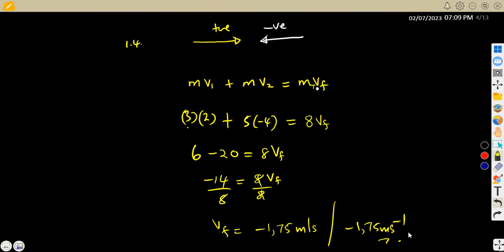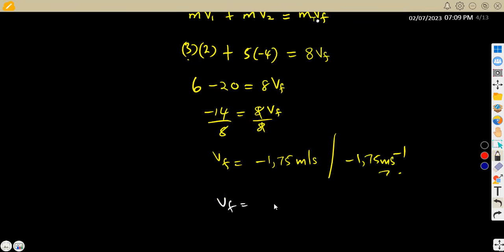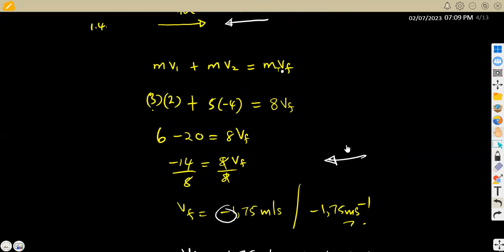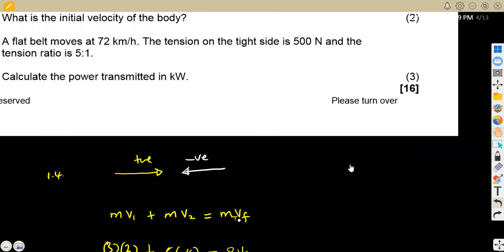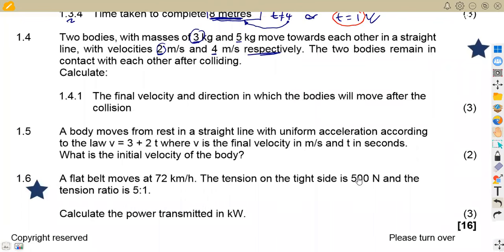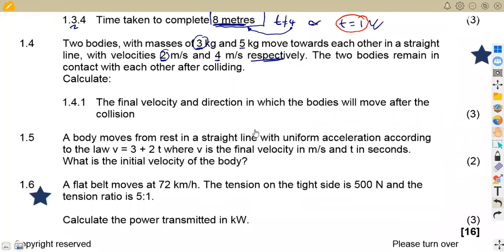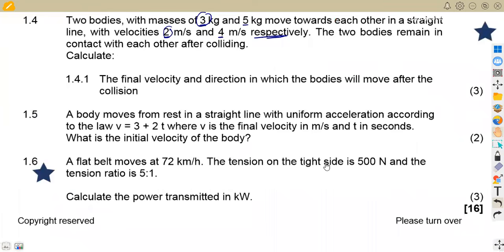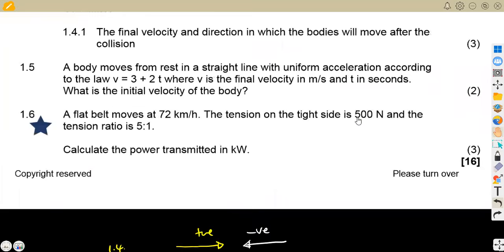The negative there, what does it represent? It represents that our final velocity can be written as VF is equivalent to 1,75 meters per second to the left. You are now writing the direction; the negative, remember, means it's going to the left or to the west. So these are the two possible answers that you can write there. That was question 1.4. I don't know why they wrote 1.41, because it's just one question, it was just supposed to be 1.4. Anyways, that was just a matter of writing.